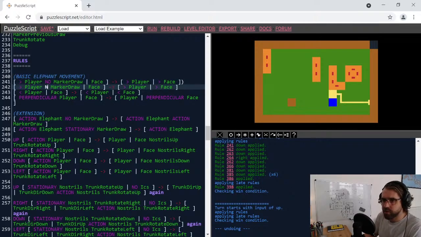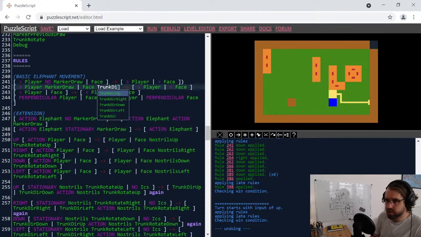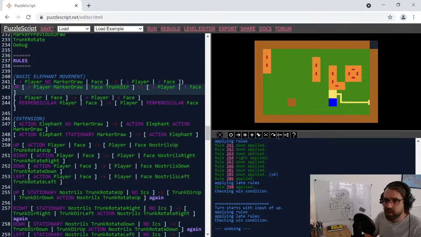But player marker draw only if there is trunk there. And now I need directional things, annoyingly. Up. Trunk up. Yes, trunk up. And make sure that stays around.